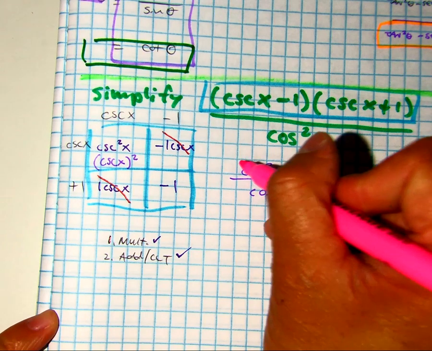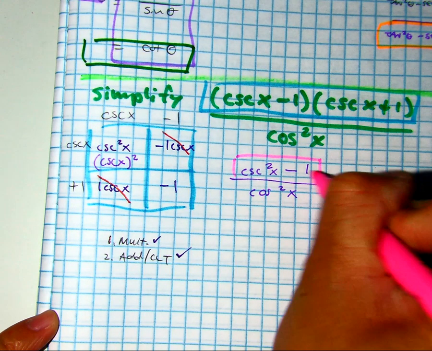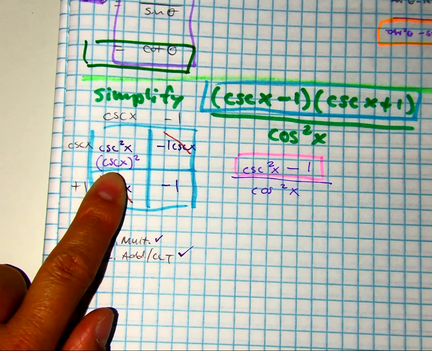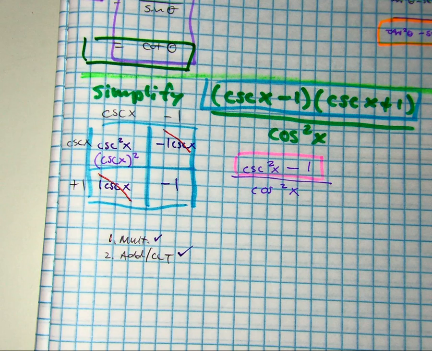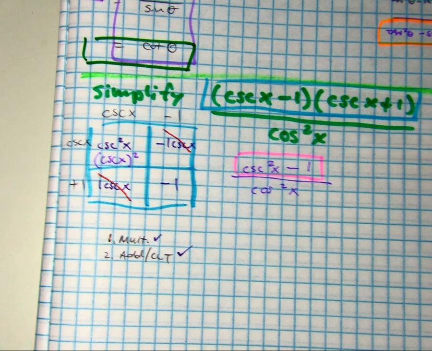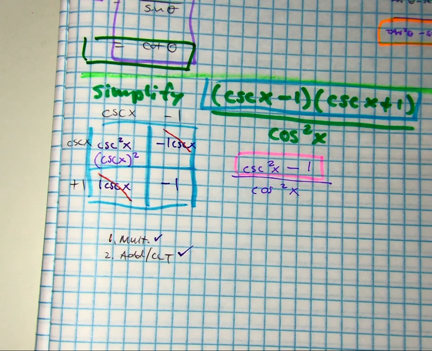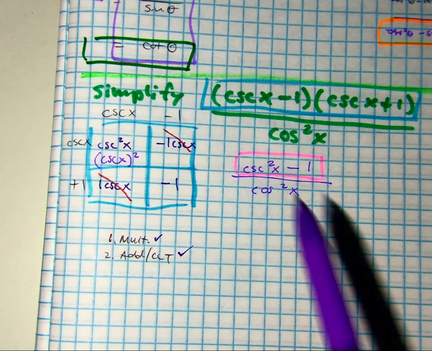Talk to your partner, 15 seconds. Which identity does this look like? Ready, set, go. Would it still be the same thing if you just put parentheses around cosecant x and then squared? No, the cosecant and x are inside the parentheses and the squared is outside. Like that. Remember, it has a power of 2.